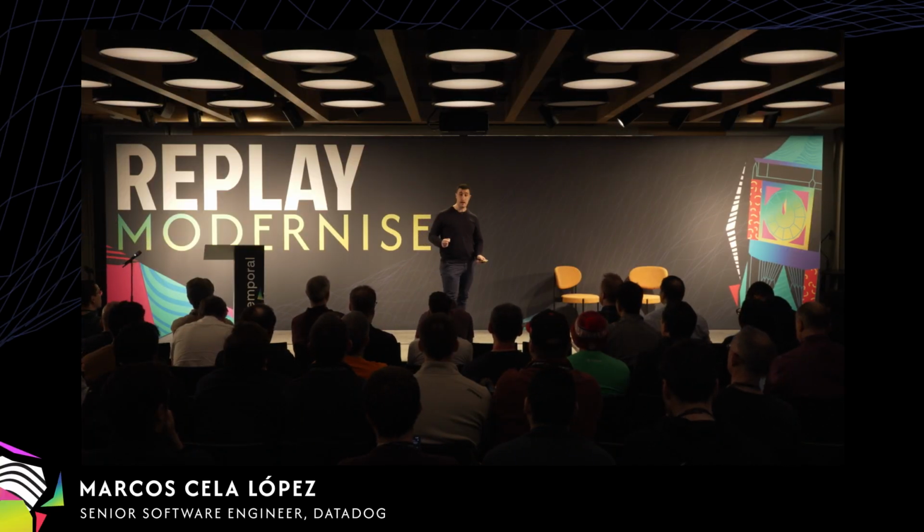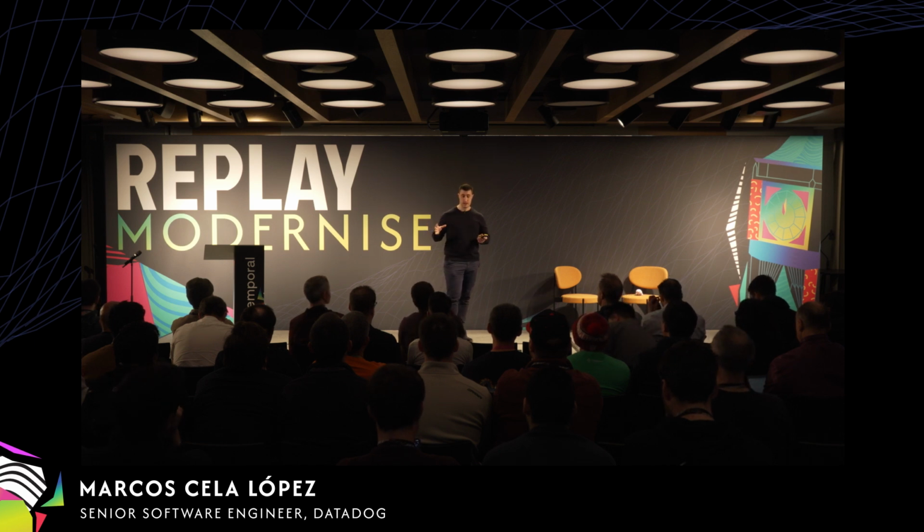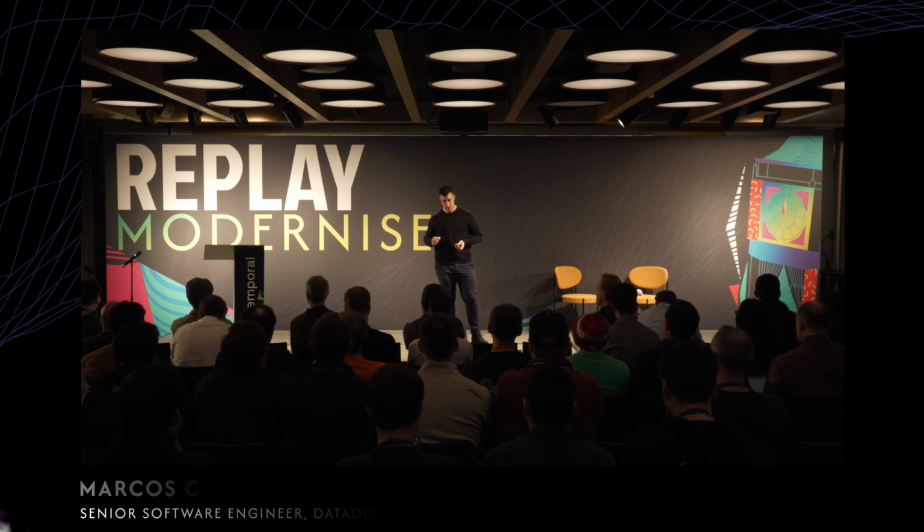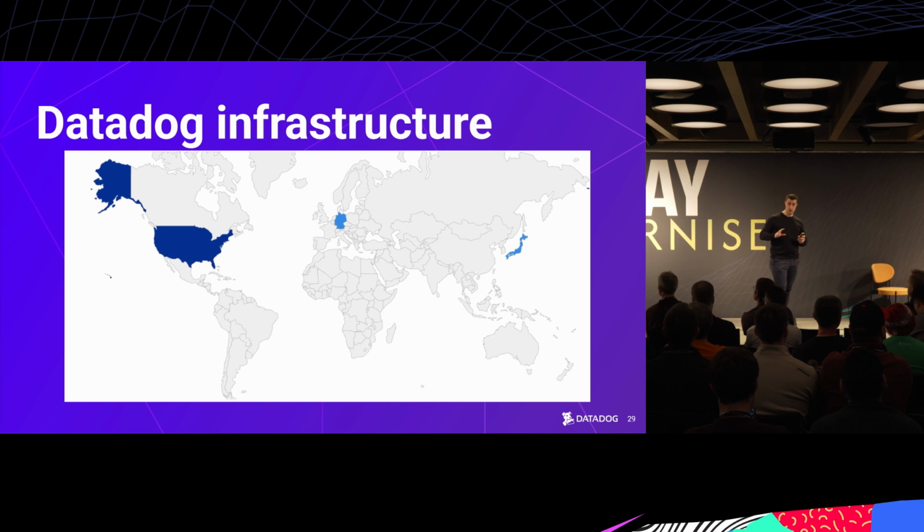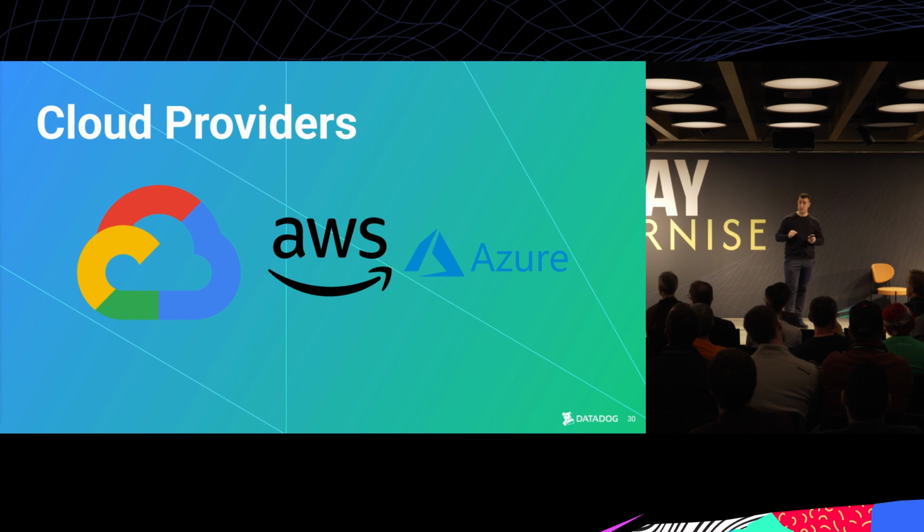So let's begin by going over our usage of Temporal at DataDog. First, I'd like to start introducing how we use Temporal at DataDog, and for that, I will try to explain our other infrastructure at DataDog. So we have three main regions, US, Europe, and Japan, and we have many sites on each region. We use the three major cloud providers, so GCP, AWS, and Azure, and particularly AWS is probably our biggest one.